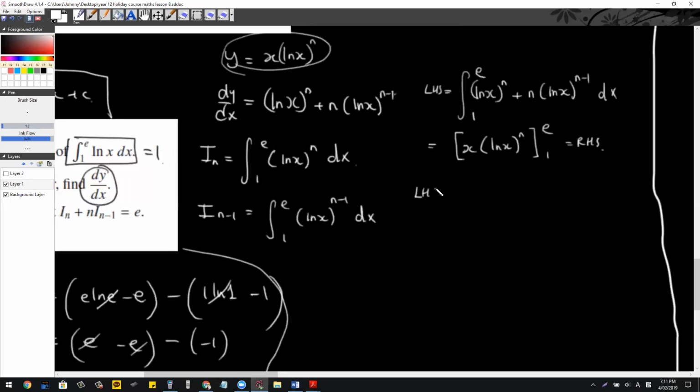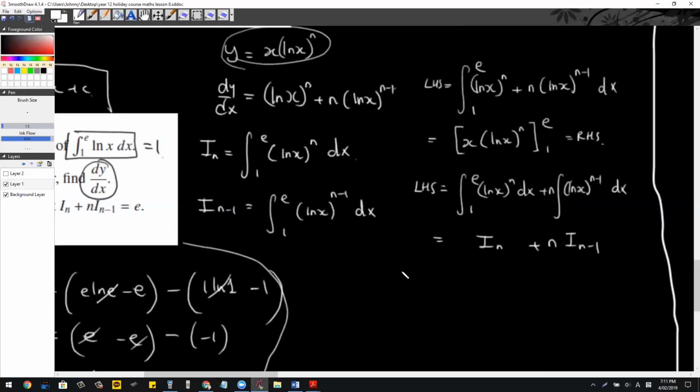So the left-hand side is actually the same. If we separate this into the integral from 1 to e of (ln x)^n plus n, this n can come out, and then this is the integral of (ln x)^(n-1) dx. So this one is the same as I_n, see that? Plus n, and that bit there is I_(n-1). So that's my left-hand side.